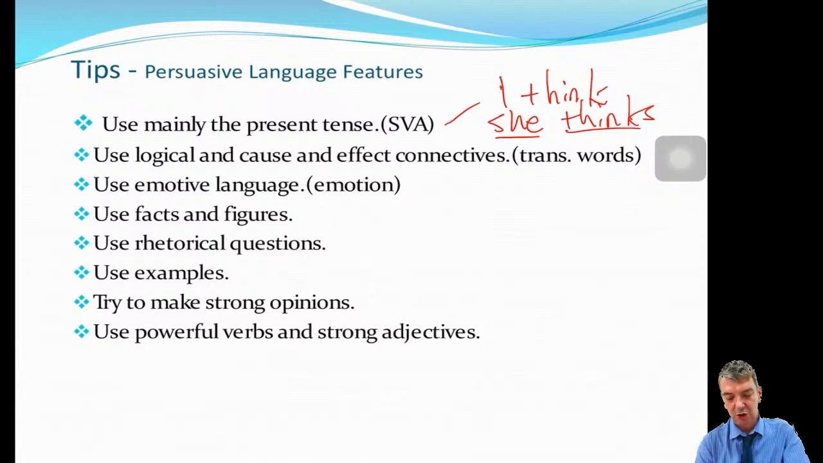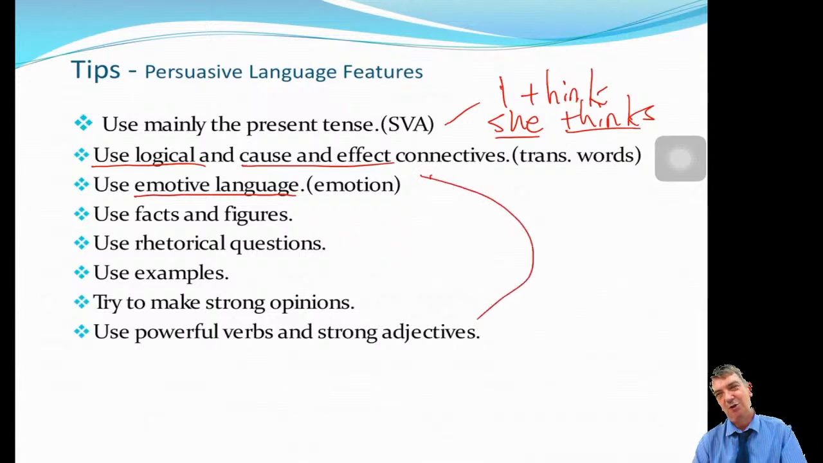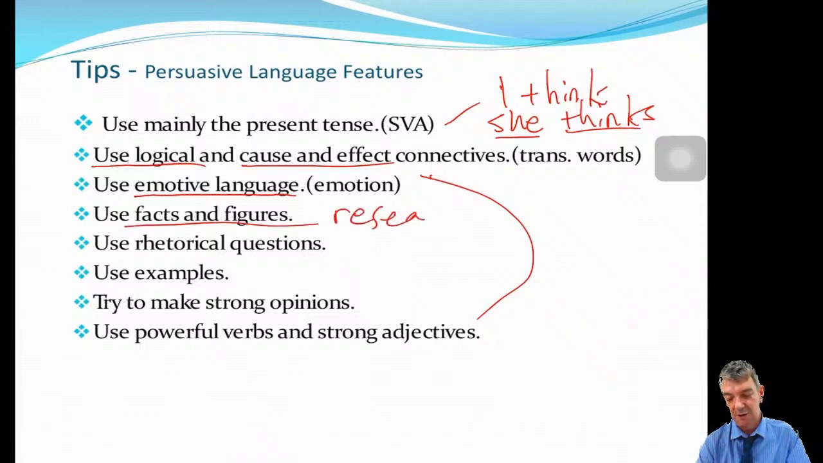Use logical ideas. You can talk about cause and effect also, using cause and effect transition words. Use emotive language. Emotive just means emotional language. So you can use strong adjectives and powerful verbs. Don't just say it is good because blah blah blah. So try to think about some different adjectives and different verbs that maybe you haven't used before and are new to you. Along with emotion, make sure you use facts and figures. So this would need some research. Don't just make it up in your head. You need to look on the internet and find some facts. And figures are numbers, right? You need to find numbers also if you want, or facts, definitely.